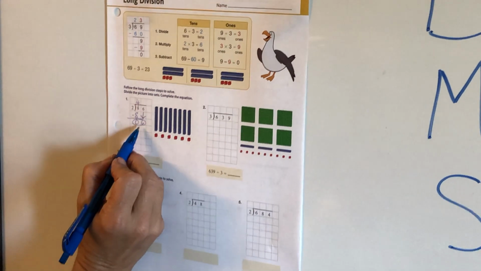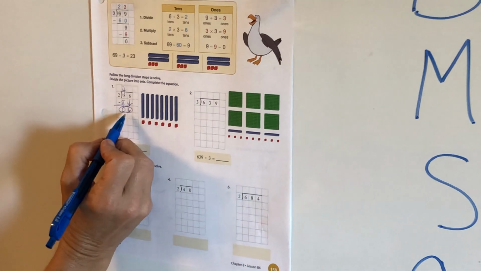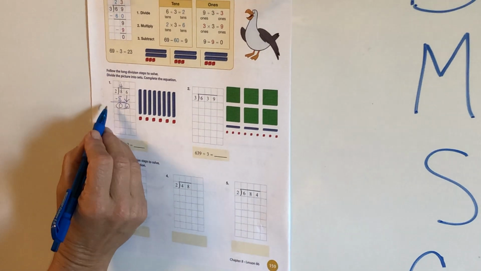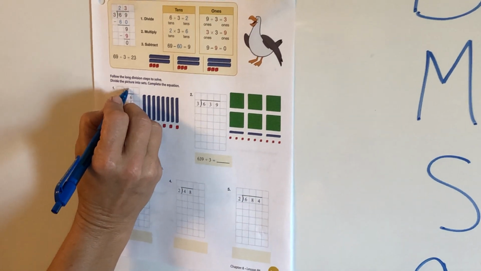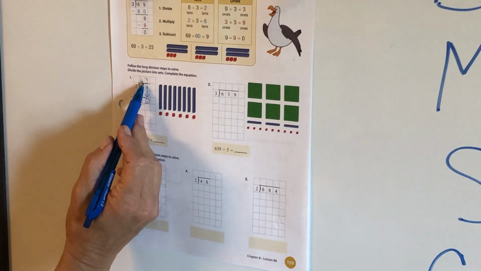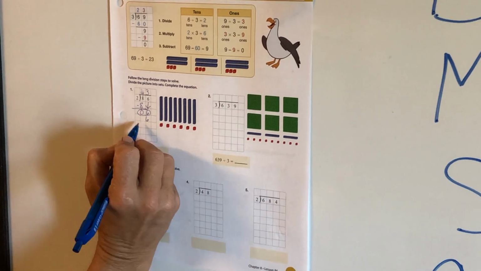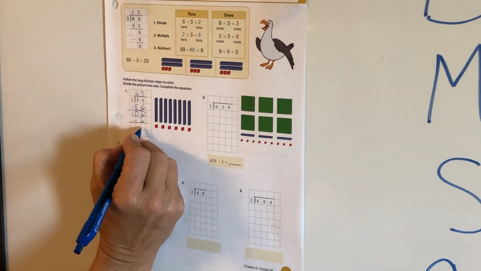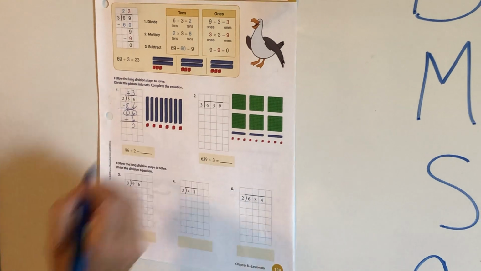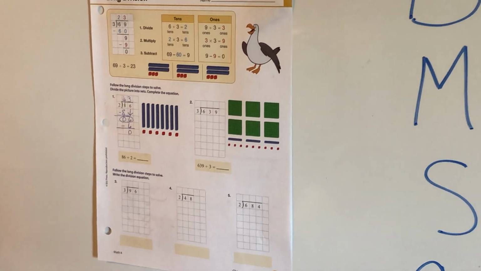2 will go into 6 how many times? In other words, we are dividing 6 divided by 2. 2 will go into 6 3 times. Then we want to multiply. 3 times 2 is 6. Then we want to subtract, and there's 0 left over, so your problem is complete.